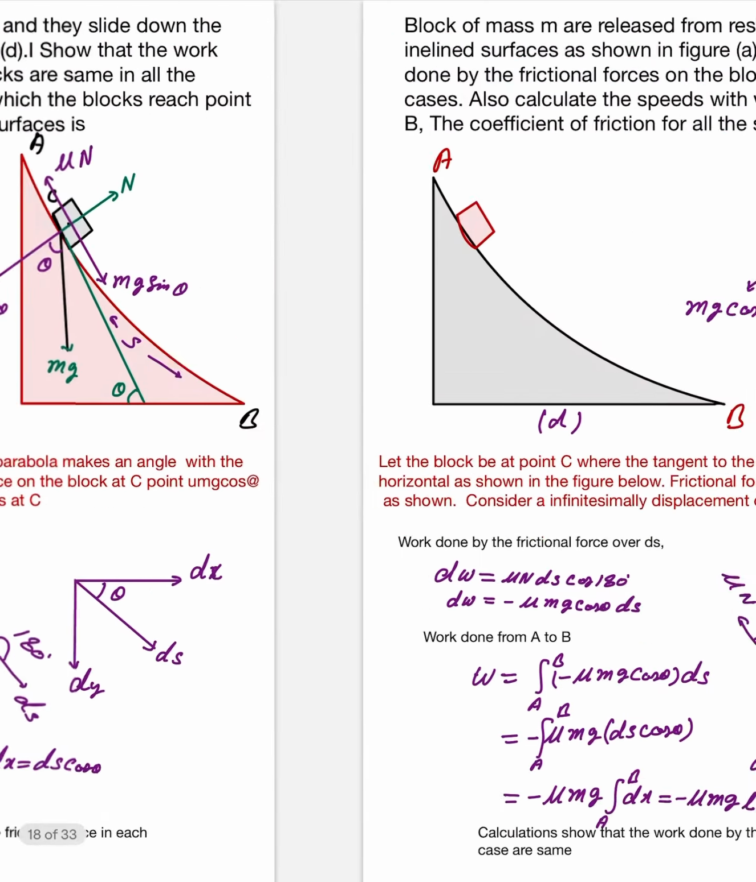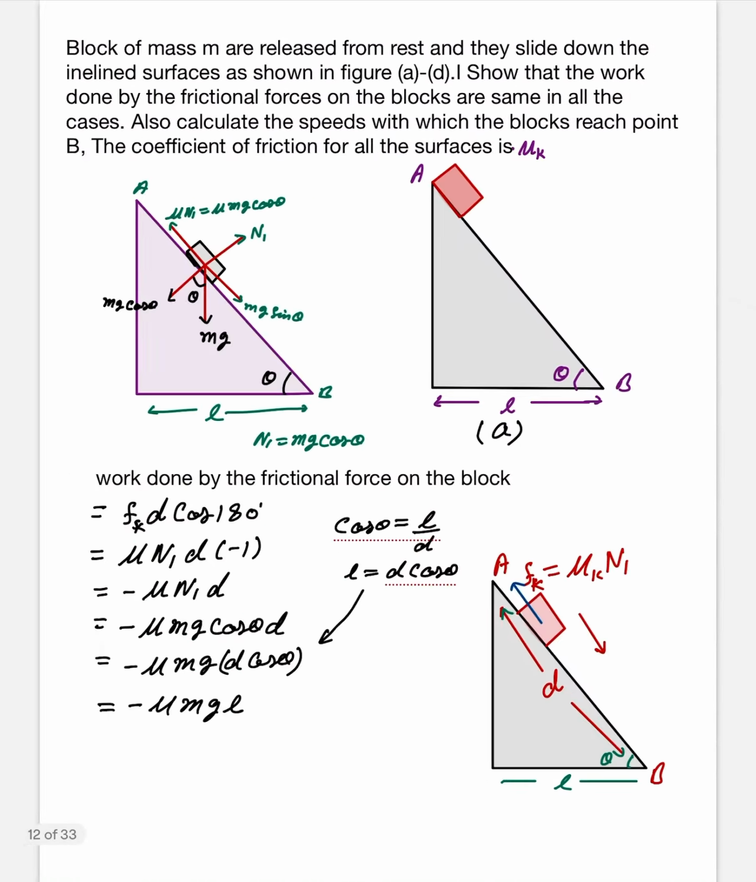How can we check? First of all, we focus on the cases one by one. Taking case first, make the free body diagram of that block. This is block M, mg downward. Suppose this angle is theta, this is also theta. So the mg components are mg cos theta here and mg sin theta here. The normal force n1 equals mg cos theta.